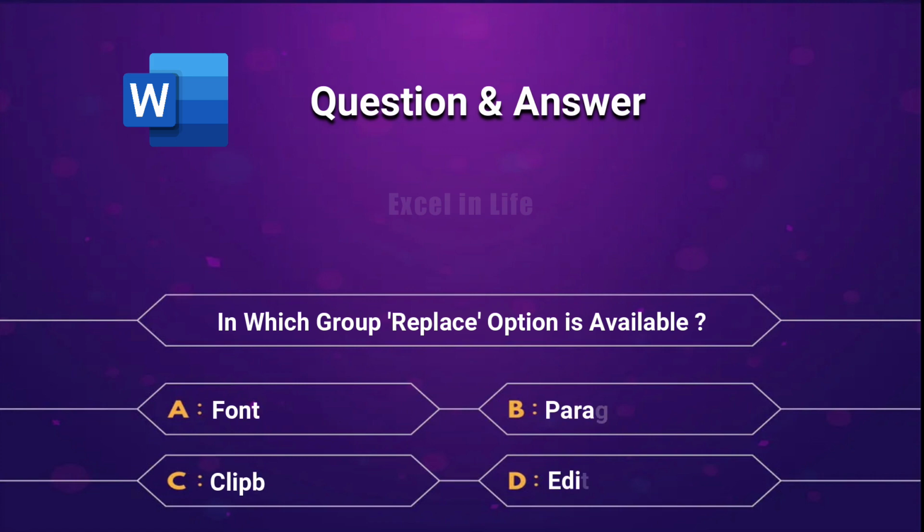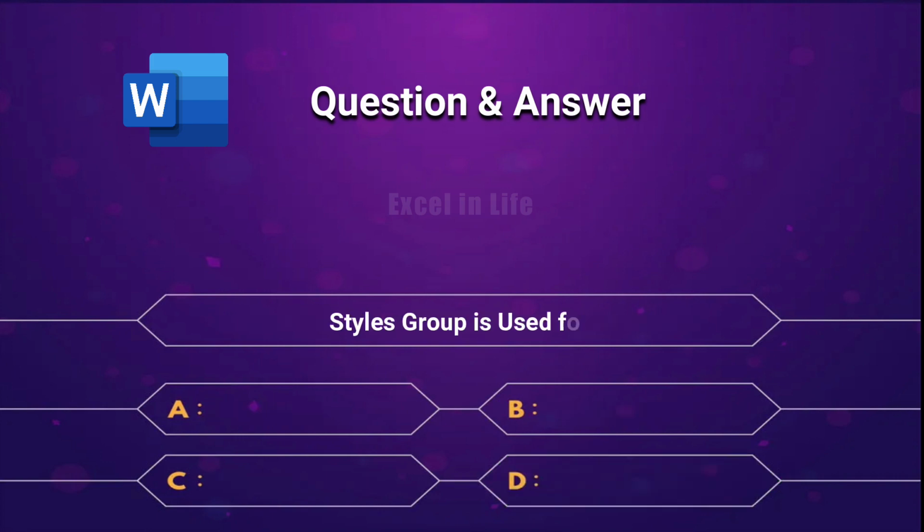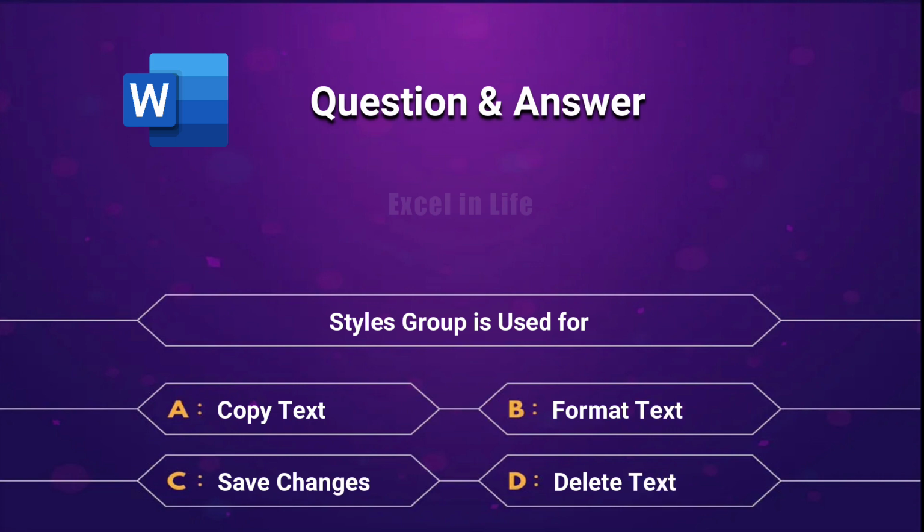In which group replace option is available? Font group, paragraph group, clipboard group, editing group. It is editing group. Styles group is used for copy text, format text, save changes or delete text. It is format text.